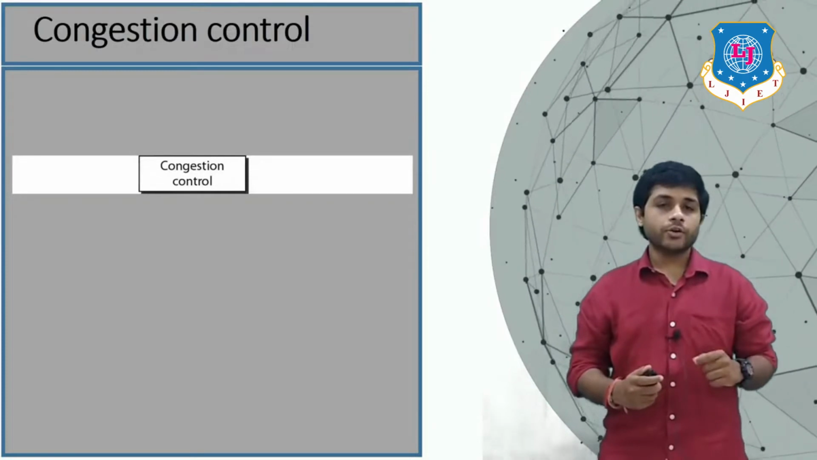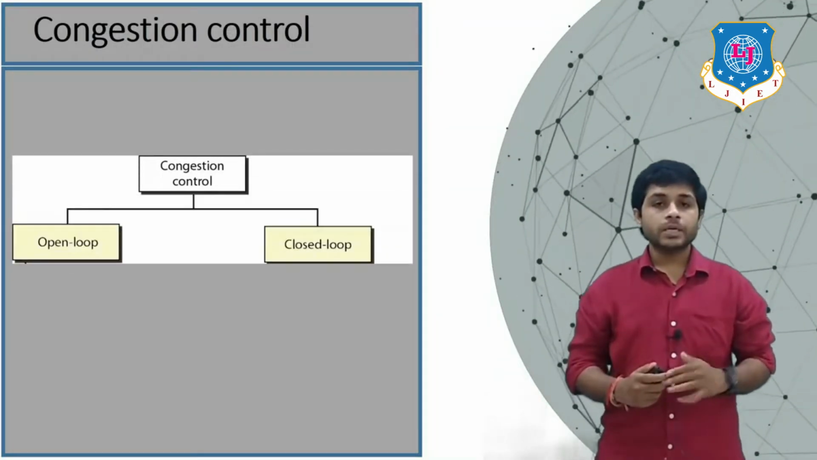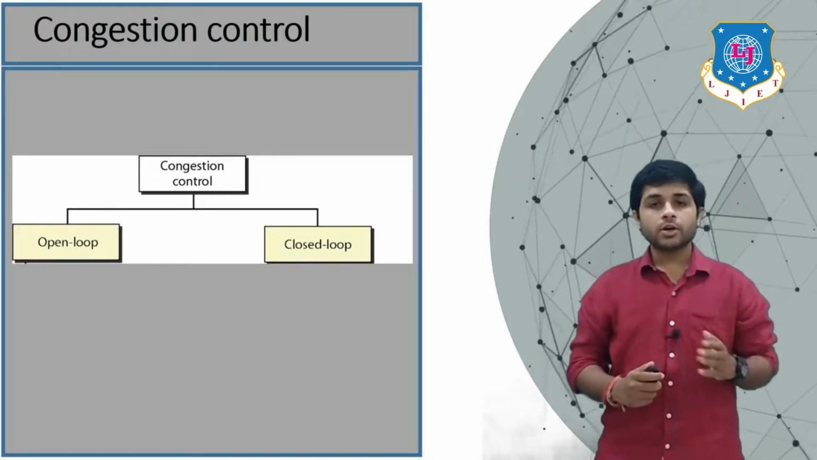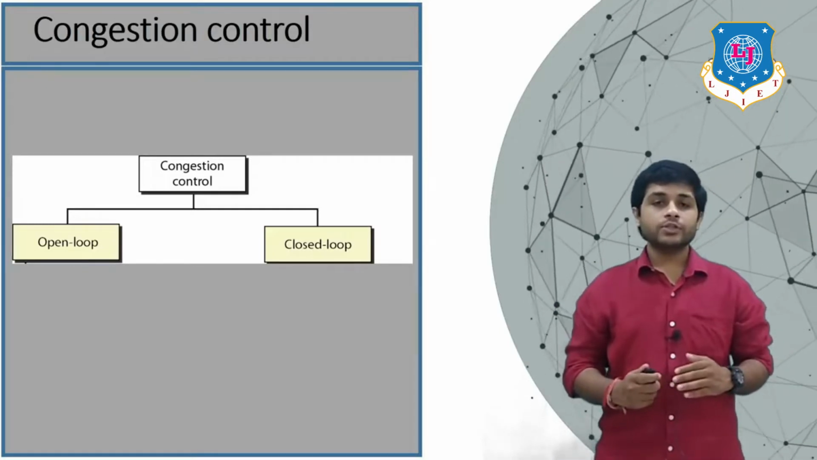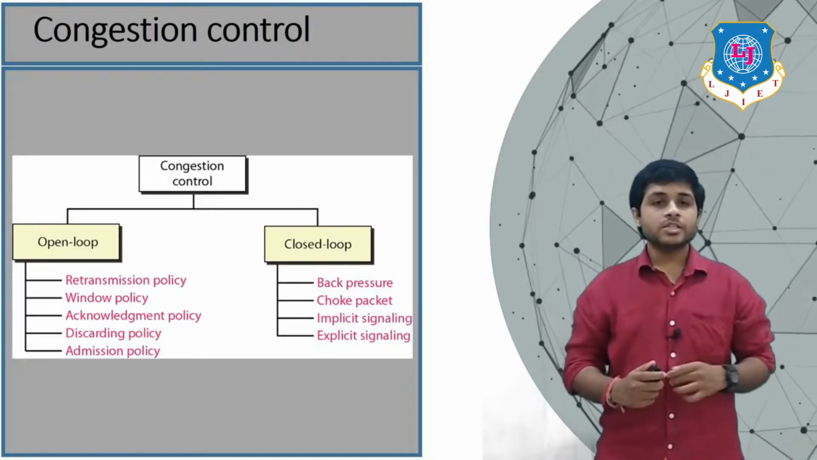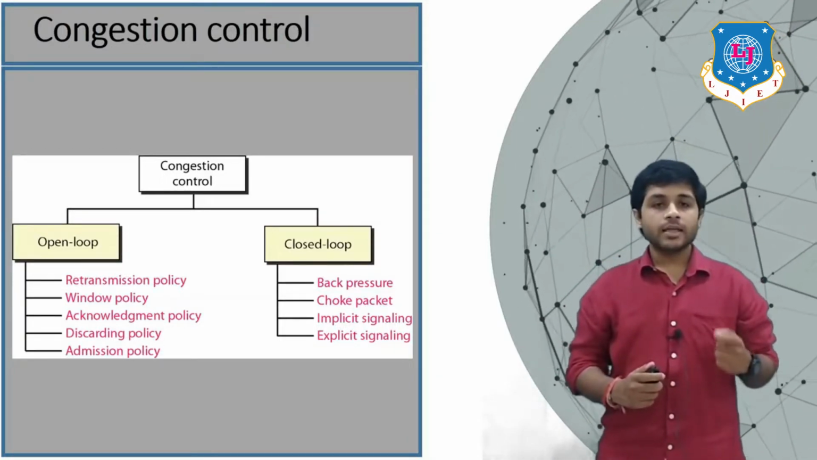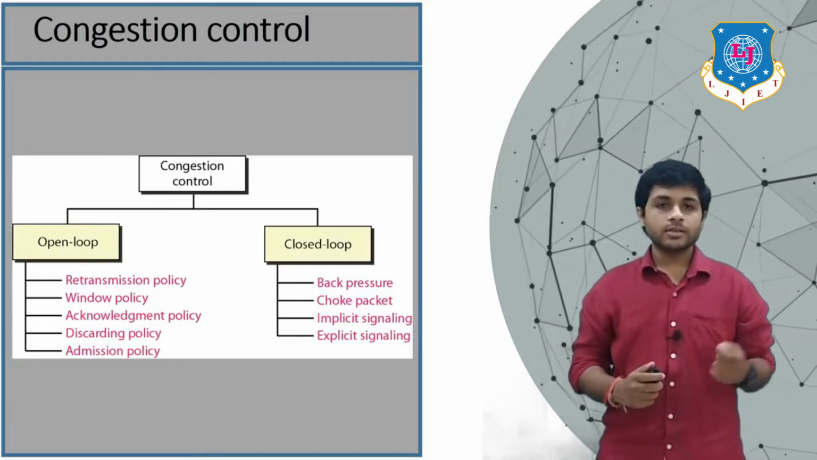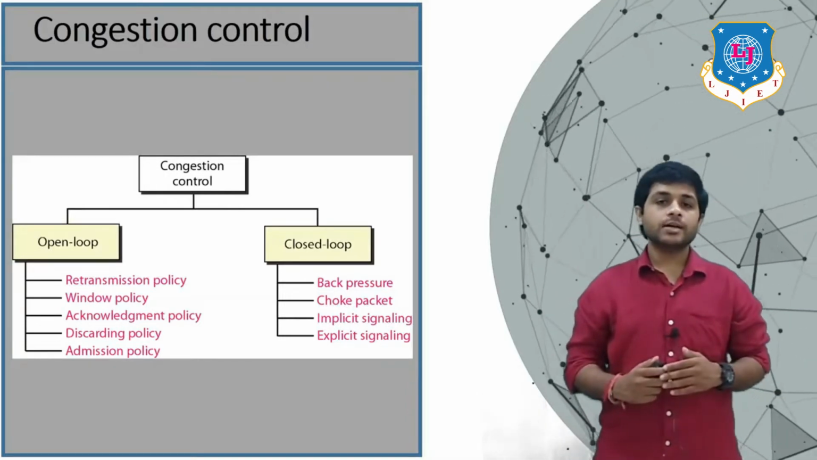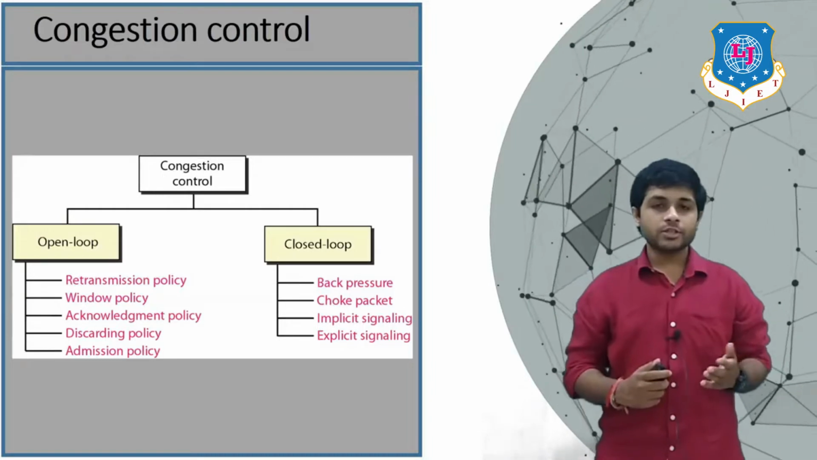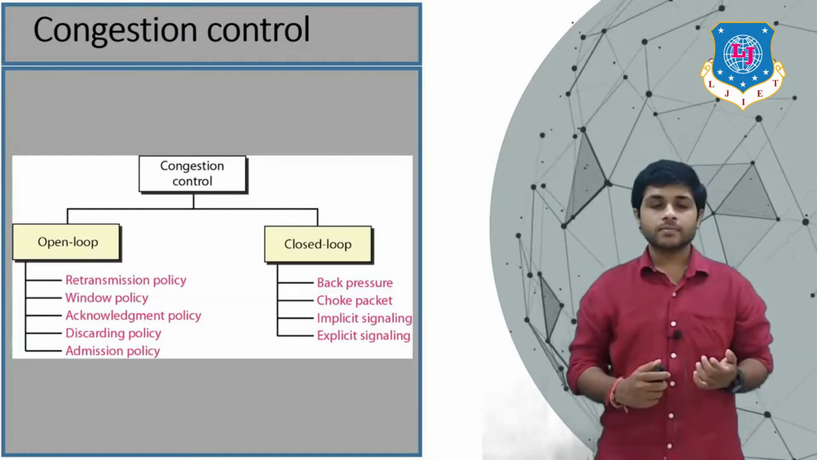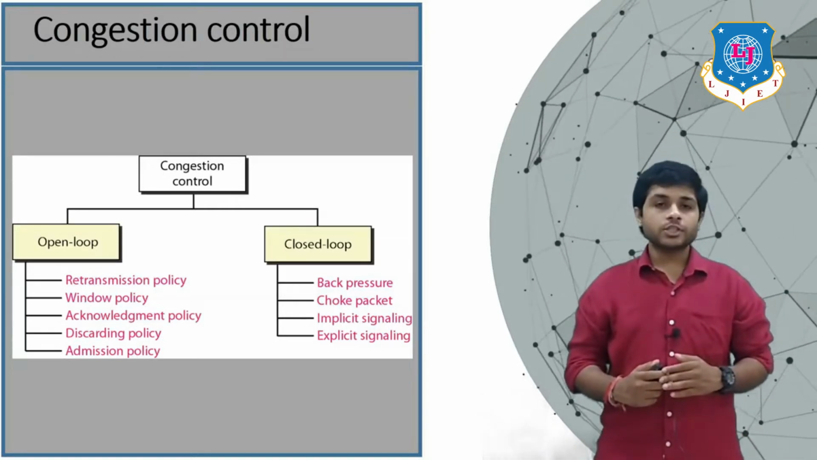Congestion control is divided into two types, the open loop congestion and the closed loop congestion, which are further divided into more types. The open loop congestion has different types such as retransmission policy, window policy, acknowledgement policy, discarding policy, and the admission policy. And the closed loop congestion has different types such as back pressure, choke packet, implicit signaling, and explicit signaling. Let's discuss the open loop congestion first.